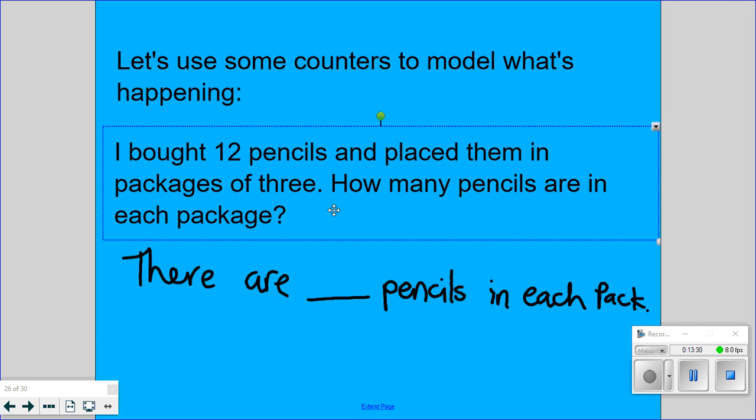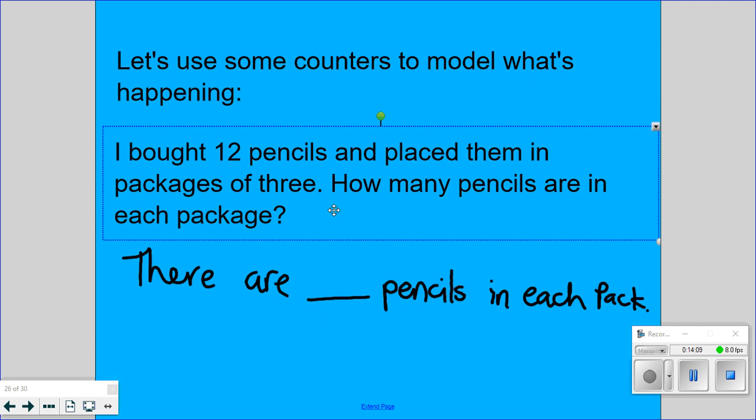Not 12. Why is it not 12? This is tricky because it does say 12 pencils, but it's not 12. Why is it not 12? Yeah, because that's all of them. Am I counting all pencils? No. What pencils do I care about? Go ahead, Gia. The pencils in each pack.